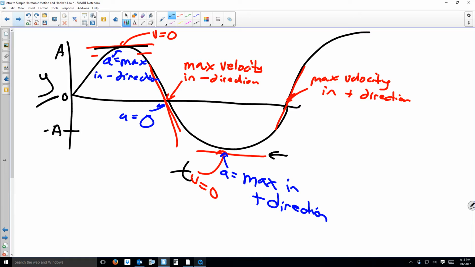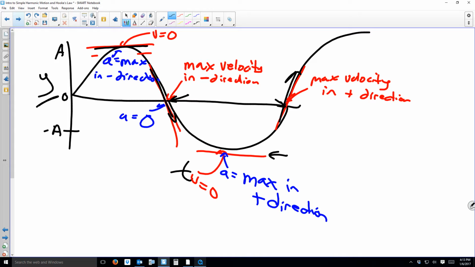At the equilibrium position is actually where we have our maximum velocity. Our object moves fastest when it is in its equilibrium position. So if I get it started, as it crosses that middle, that's when it moves the fastest. It's the maximum velocity in the negative direction if it's moving downward, and if it's moving upward, it's its maximum velocity in the positive direction. Those slopes are the steepest at that exact point.